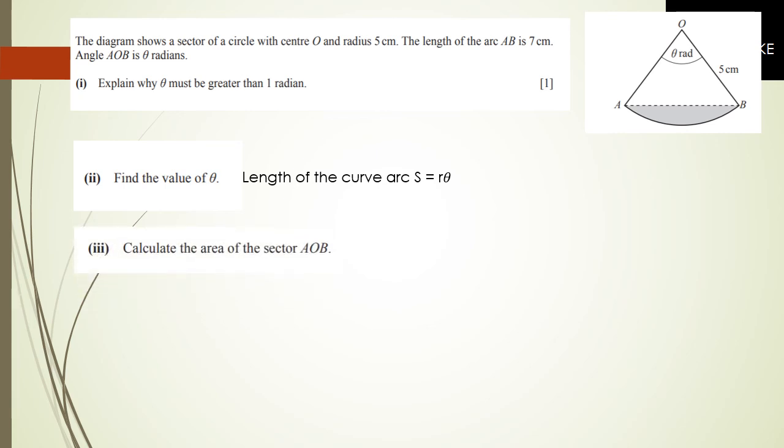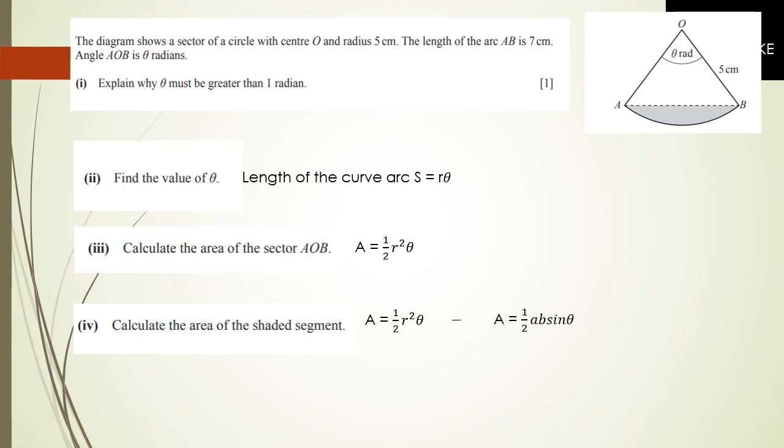Calculate the area of the sector AOB. So we have A equals half r squared theta. Calculate the area of the shaded segment. From the area of the sector, you can subtract the area of the triangle. How are you going to find the area of the triangle? Half AB sine theta. So I have given the formulas and I have briefed you how to do the question. Please take the correct values and do the question.